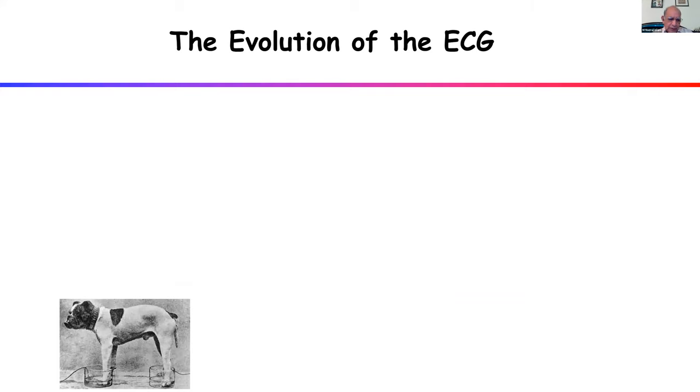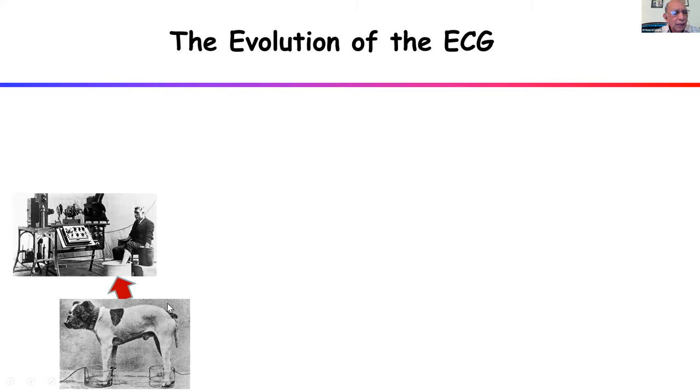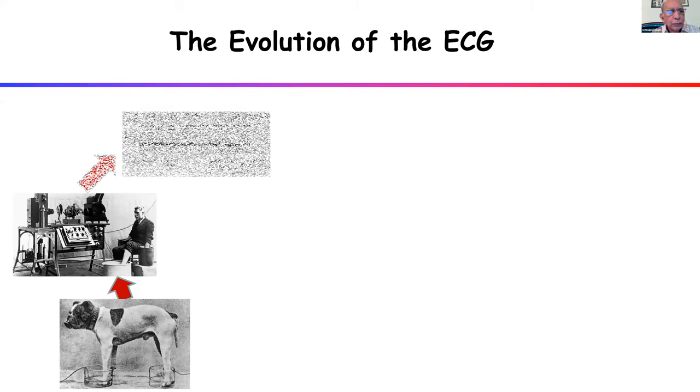So you can see that this ECG actually started from dogs and animals in the room, and then it went to the lab and was used on human subjects for recording electrocardiography. And this was the first electrocardiogram which was proposed and given in handwriting by Einthoven. You can see it on the tracing.